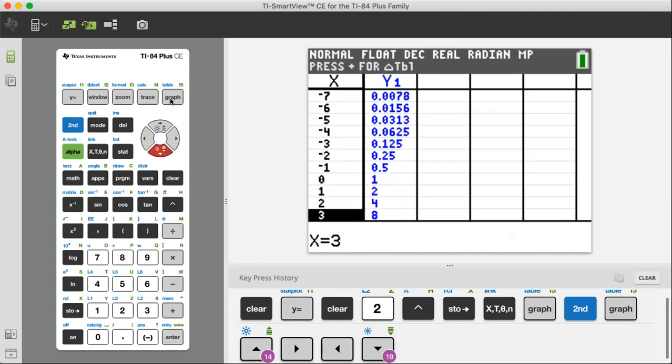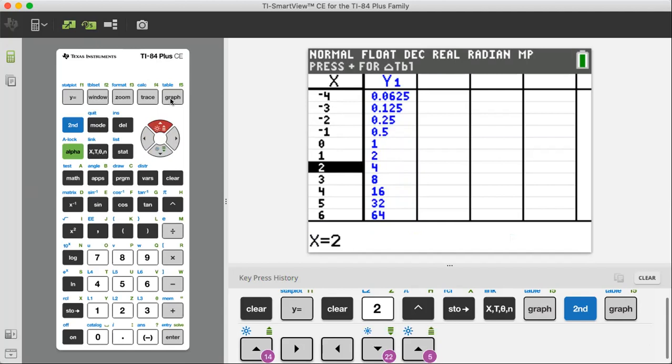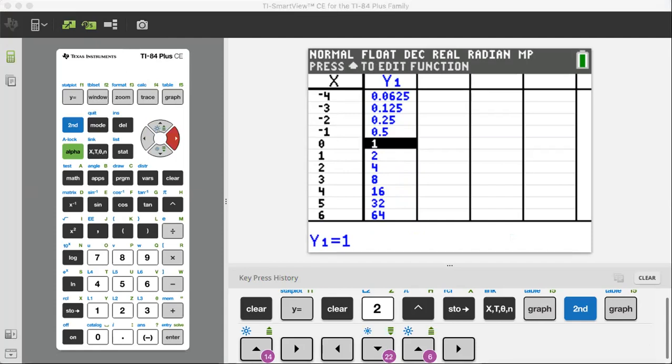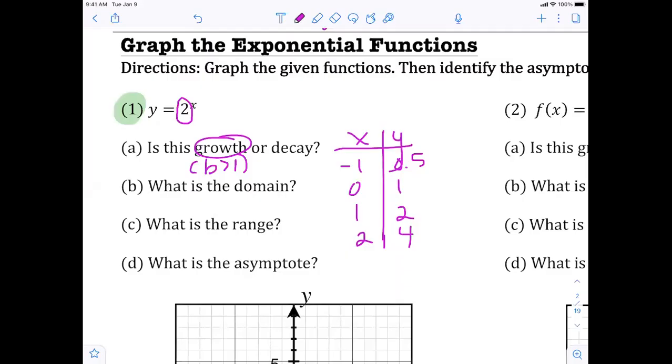So I'm going to just graph some nice ones. So we have -1, 0.5. Let's graph 0, 1. That's a pretty nice one. 1, 2 is pretty nice. And let's end with 2, 4. So we're going to go back to my other screen. And those are the points that we're going to graph. There we go. Okay, so I'm going to put this on my graph right now.